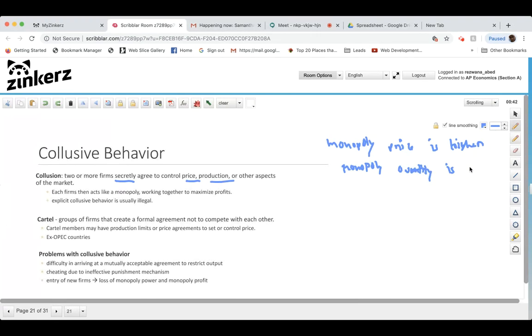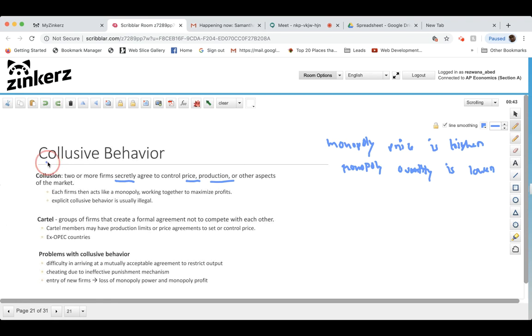So they will essentially limit the output and charge a higher price. If they're both doing the same thing, they don't really have the fear that happens with non-collusion, as we will see in a minute in the next slide. What happens if you are not colluding with each other.